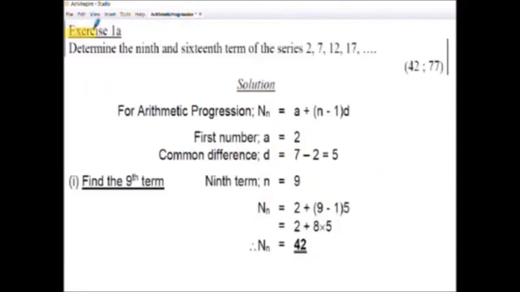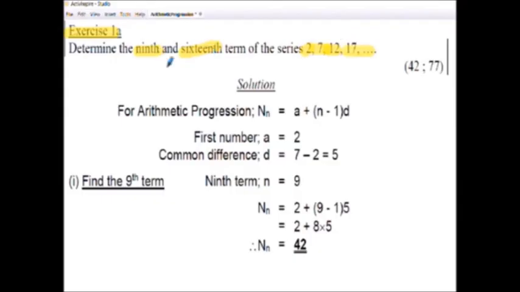Exercise 1A. This is basically a question that just simply involves us using the Nth term equation. So we've got to determine the 9th and the 16th term in the series of 2, 7, 12, 17, etc. Again, we would need to check, is it an AP? Well, I think it is, because if we add 5 to 2 we get 7, if we add 5 to 7 we get 12, it looks like an AP.